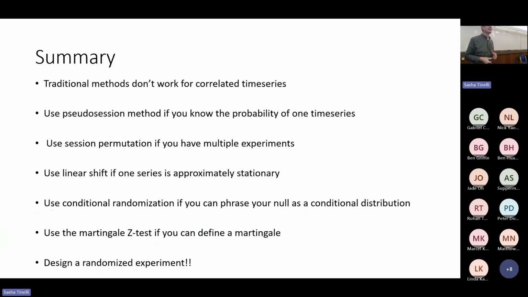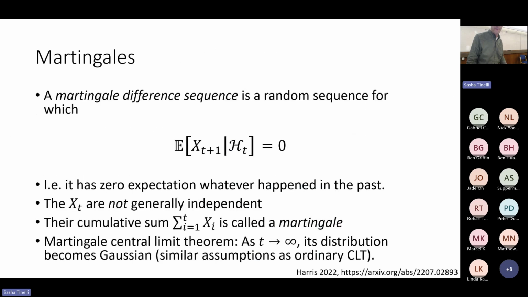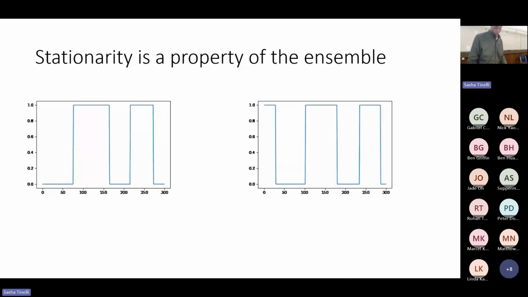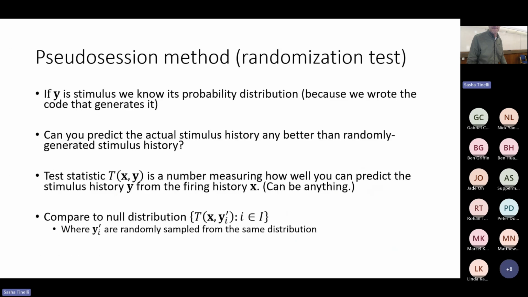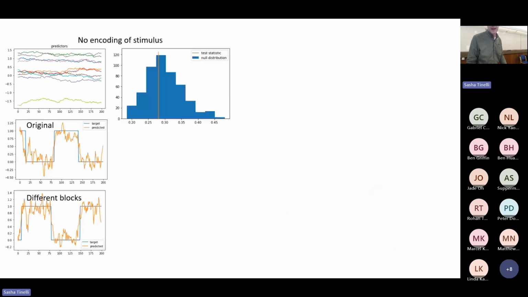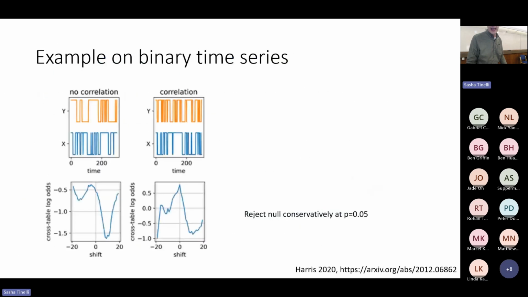All right, yes? When we do the conditional randomization, the answer sometimes depends on the statistic. So, for example, if we use the median reaction time, we get an answer that is slightly different than the mean reaction time. Do you have an intuition for what that is?